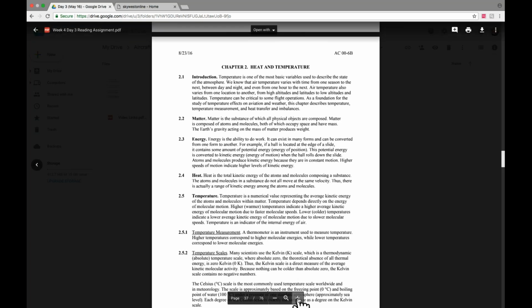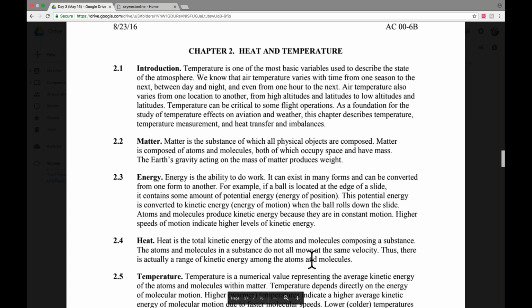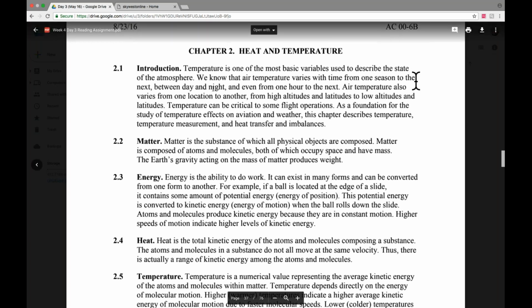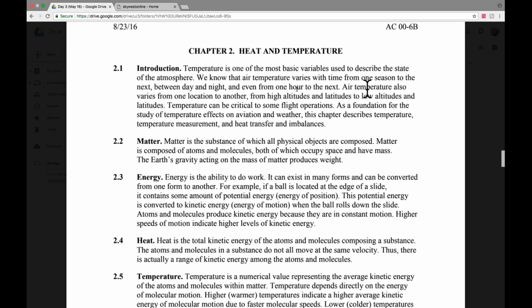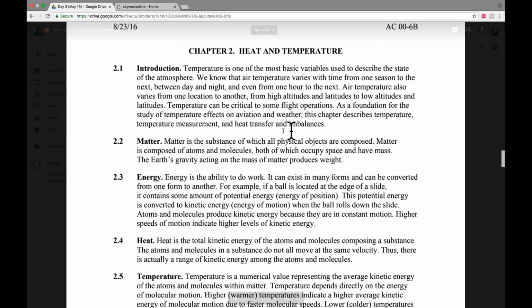So let's talk a little bit about heat and temperature here. Temperature is one of the most basic variables used to describe the state of the atmosphere. We know that air temperature varies with time from one season to the next, between day and night, and even from one hour to the next. Air temperature also varies from one location to another, from high altitudes and latitudes to low altitudes and latitudes. Temperature can be critical to some flight operations as foundation for the study of temperature effects on aviation and weather. This chapter describes temperature measurement and heat transfer imbalances.